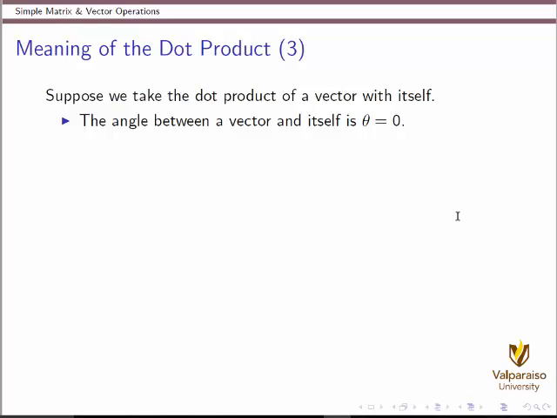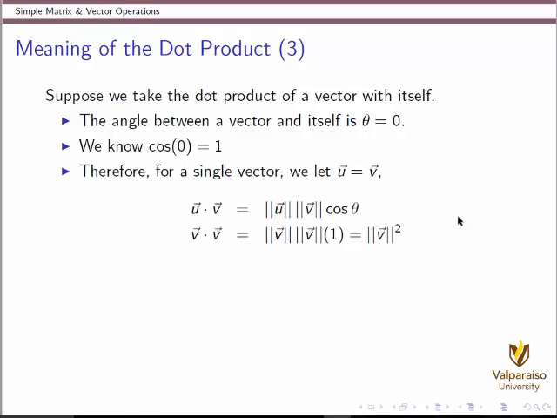What happens if you take the dot product of a vector with itself? Well, the angle between a vector and itself is 0. It's the same vector, so there's an angle of 0 between a vector and itself. Now we know that the cosine of 0 is 1. Again, don't grab that calculator. You should know that value.